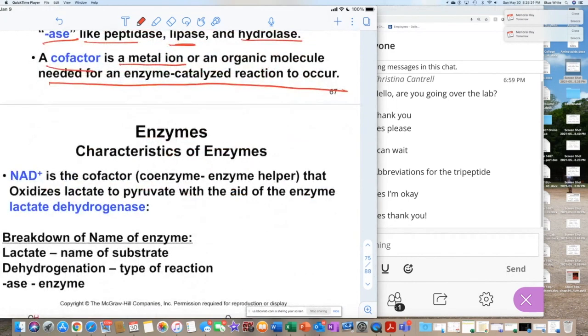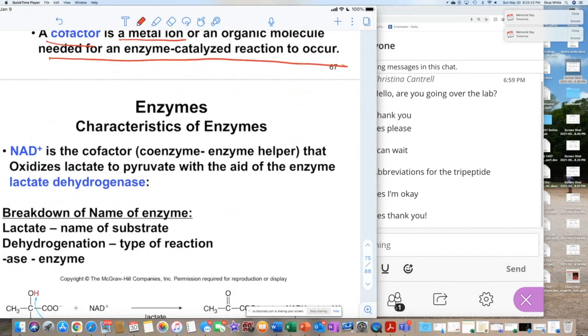Okay. So now we're looking at examples of different enzymes, right? And so we're told here NAD plus, I call it NAD. NAD plus is a cofactor or enzyme helper that is involved in converting lactate into pyruvate with the aid of the enzyme lactate dehydrogenase. So the enzyme lactate dehydrogenase tells you essentially what it does. Lactate is the name of the substrate. Dehydrogenase is the type of reaction it actually speeds up, and of course, -ase is the suffix used for the enzyme.